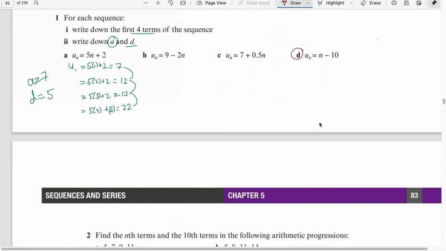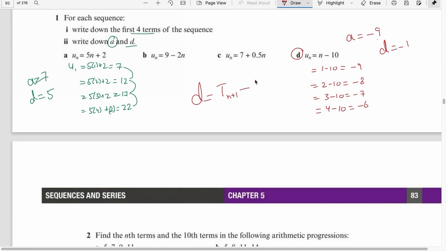Let's try this d part. When we plug in 1 minus 10, we get minus 9. 2 minus 10, we get minus 8. 3 minus 10 is minus 7. 4 minus 10 is minus 6. So the first term in this case is minus 9, and the common difference is minus 1. It keeps on decreasing.